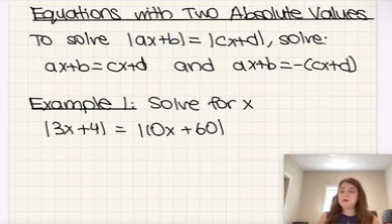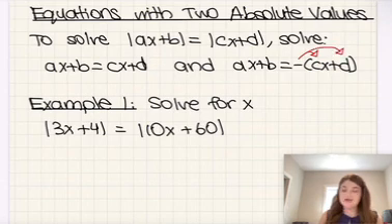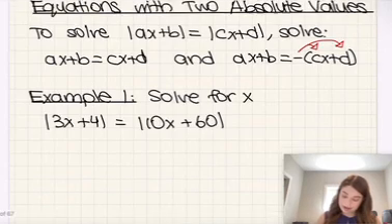We need to solve two equations. We need to solve for ax plus b equaling cx plus d, or ax plus b equaling the negative version of cx plus d, and also remembering that we should distribute this negative into both the cx and the d. We should treat this negative as a negative 1. So let's do that for these examples, starting with example 1.